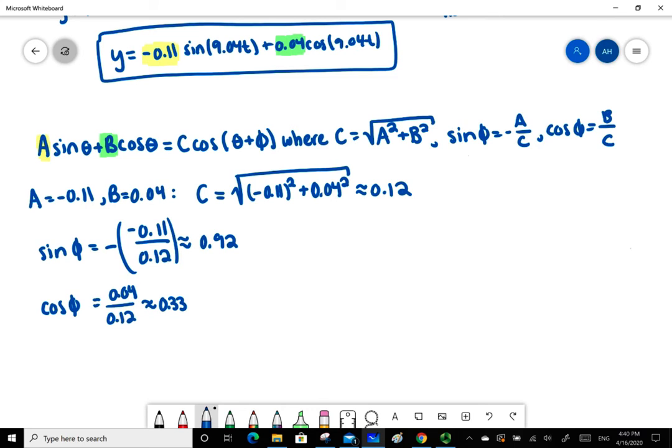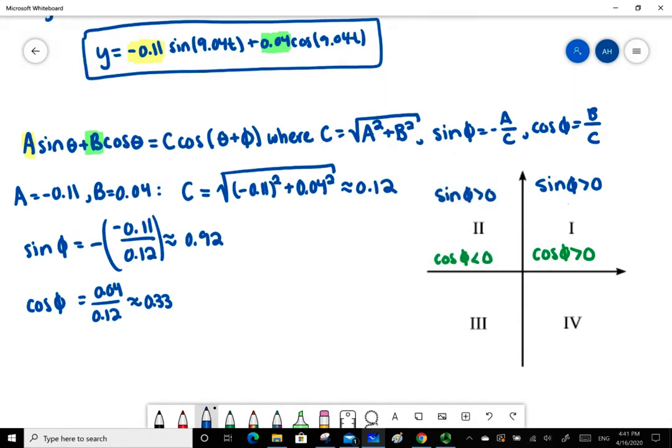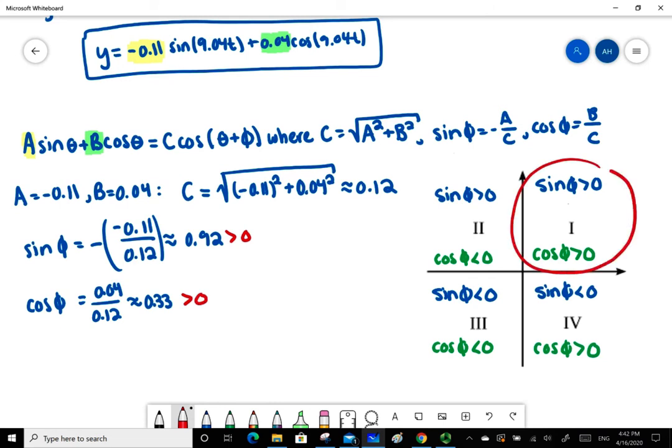Once we have the values of sine phi and cosine phi, we need to identify which quadrant our angle phi is in. In quadrant 1, sine and cosine are both positive. In quadrant 2, sine is positive and cosine is negative. In quadrant 3, sine and cosine are both negative. And in quadrant 4, sine is negative and cosine is positive. This tells us that our angle phi must be in quadrant 1. Why do we care? Which quadrant the angle is in determines how we calculate it.